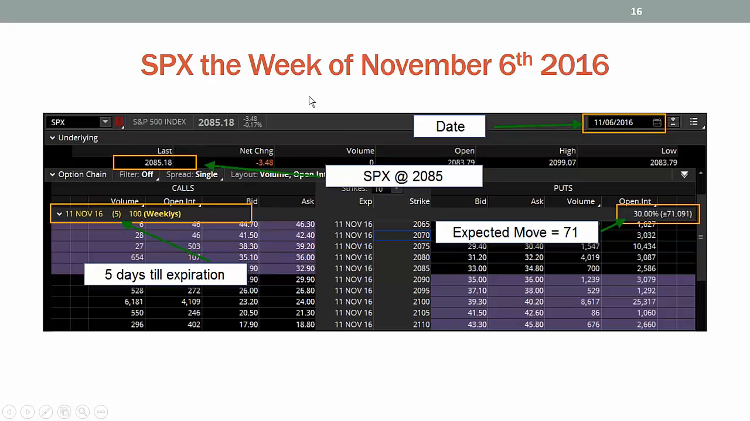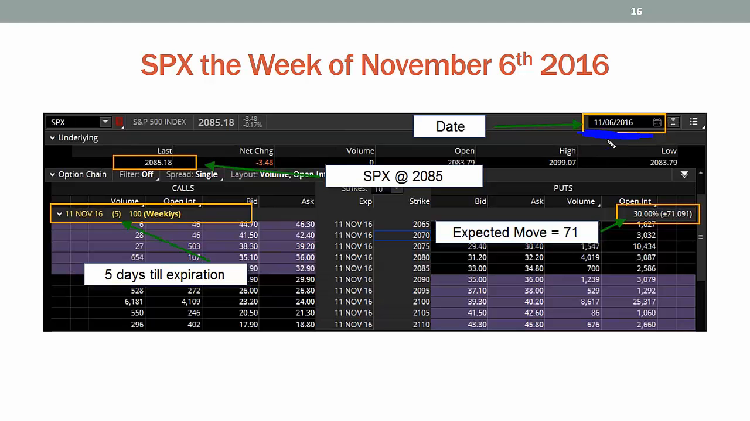Here we go. This is the SPX the week of November 6th. By the way, consult a calendar, okay? Because what was November 6th? If you're unaware, again, we're just looking at very recent data here. November 6th was a Sunday evening. Okay? It was a Sunday evening. And this screenshot right here, this is actually out of thinkorswim.